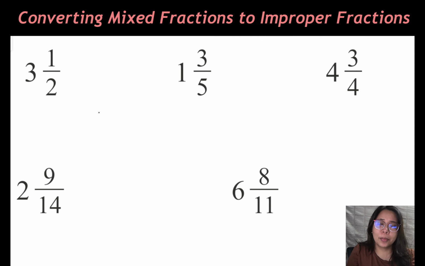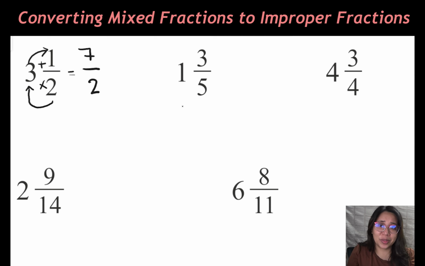Okay, so, for example, we have 3 and 1/2. Okay. So, ang una natin gagawin is imu-multiply natin yung ating denominator sa ating whole number. Okay. So, 2 times 3 is equal to 6. Tapos, i-add natin yung answer sa ating numerator. Okay. So, 3 times 2 is 6 plus 1 is 7. Tapos, kokopyahin lang natin yung denominator, which is 2. So, 3 and 1/2 is equivalent to 7/2.